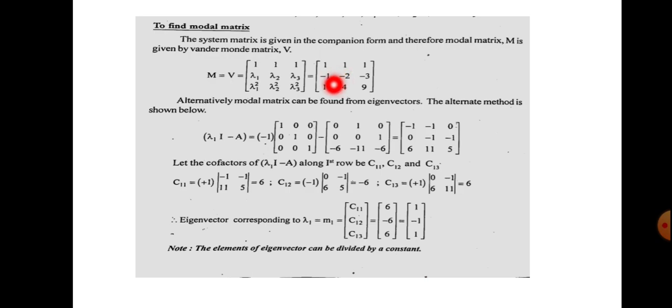Okay. There is another method, that is an alternate method for finding the model matrix. That means it is obtained by calculating the eigenvectors. See, if you remember this matrix, then you can easily calculate the model matrix. So you can save the time. If you don't know this matrix, then you have to go in this manner. That is, you have to first calculate eigenvectors.